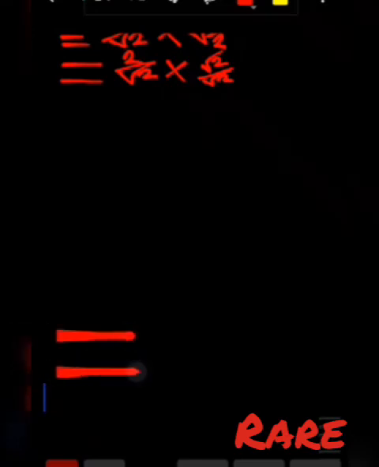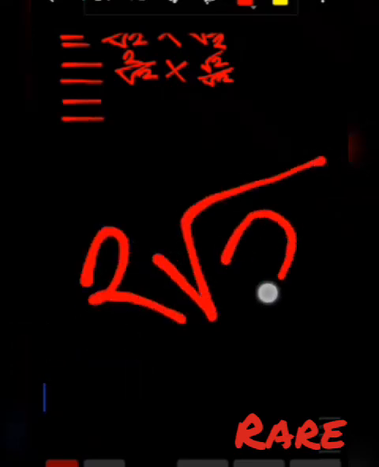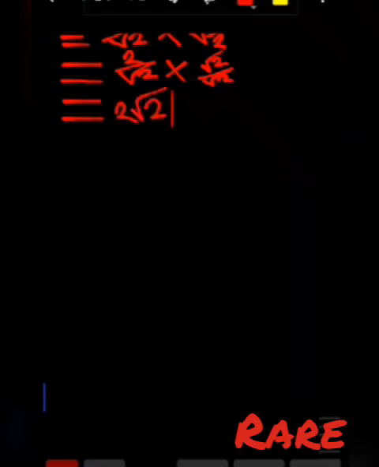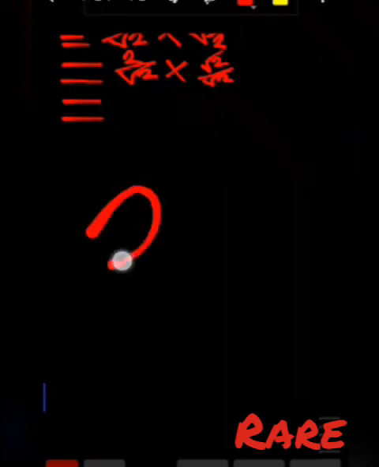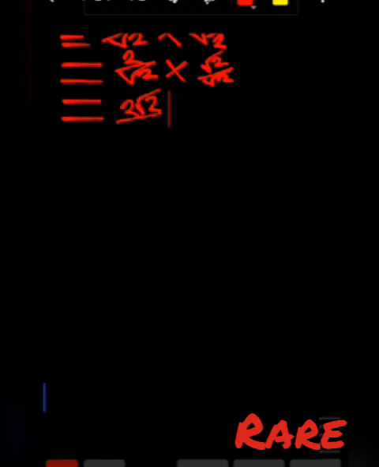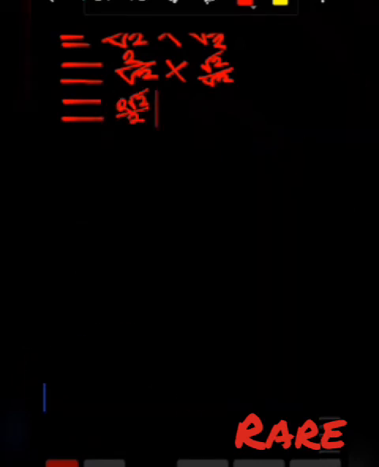Multiplying, you simply remain with this. On top, it will be 2 root 2. Then down there, let me try to write fast, 2 root 2. Then down there it will be 2. So just like that, you have rationalized the denominator.